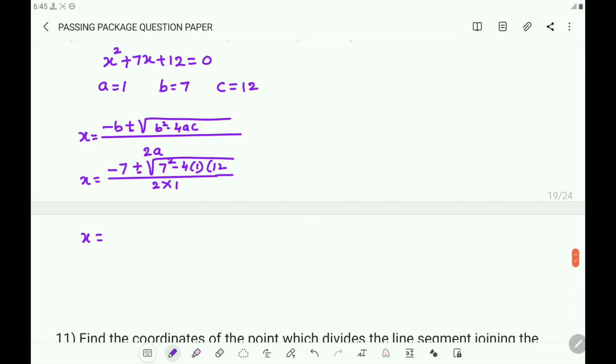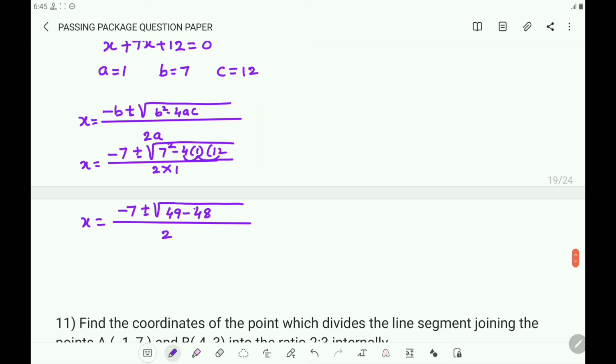Then x equals minus 7 plus or minus 7 square is 49 minus 4 into 1 is 4, 4 12s are 48, by 2. Then x equals minus 7 plus or minus 49 minus 48, that is square root of 1, by 2.